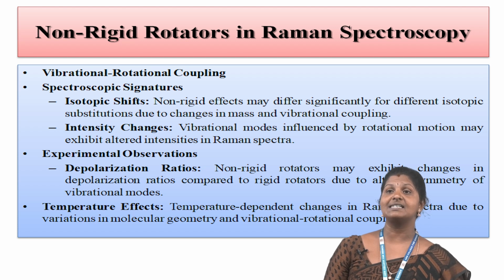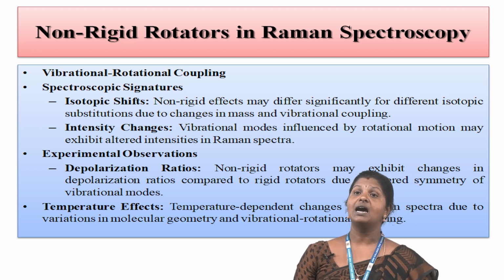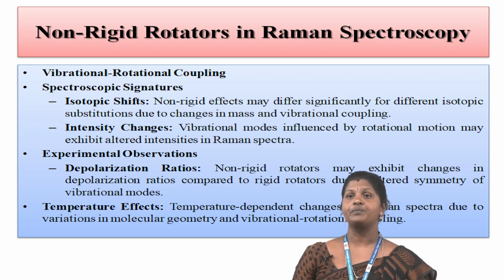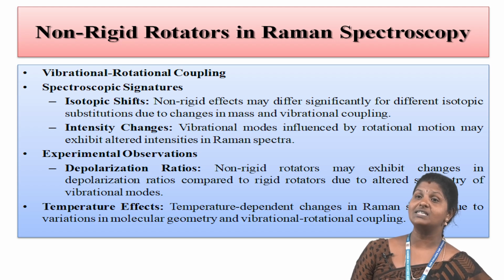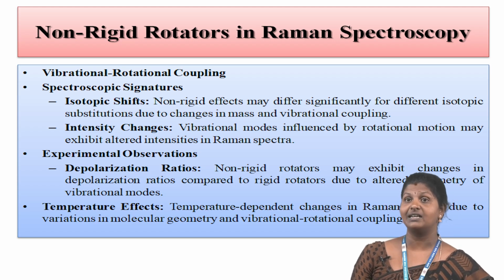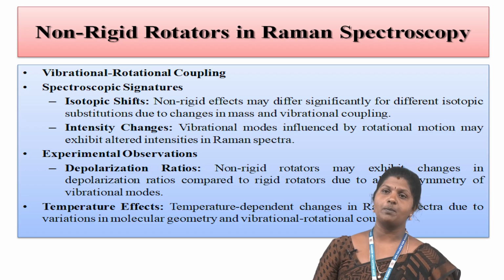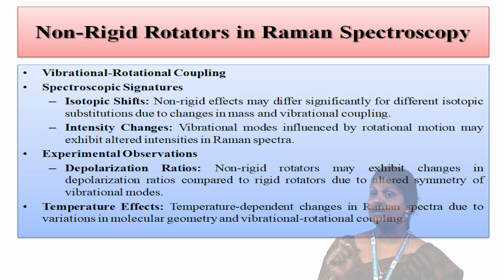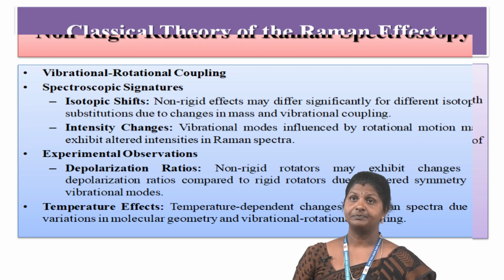The intensity changes: vibrational modes influenced by rotational motion may exhibit altered intensity in Raman spectra. In experimental observation, depolarization ratios. That means a non-rigid rotator may exhibit changes in depolarization ratio compared to a rigid rotator due to altered symmetry of vibrational modes. Then temperature effect in a non-rigid rotator in Raman spectroscopy: temperature-dependent changes in Raman spectra due to variation in molecular geometry and vibrational-rotational coupling.